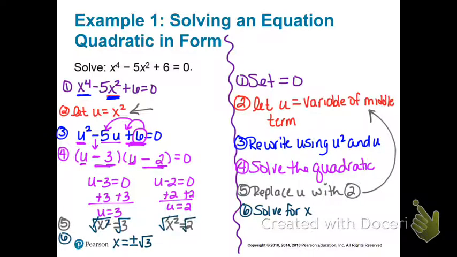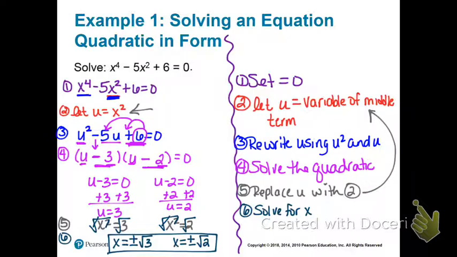Got to get rid of the square, so take the square root. So square and square root cancel, so x equals. We're taking a square root of a number, so plus or minus. We cannot take the square root of 2, and we cannot break the 2 down, so leave it as the square root of 2. And so here are our 4 solutions, because we have positive square root of 3, negative square root of 3, positive square root of 2, and negative square root of 2.